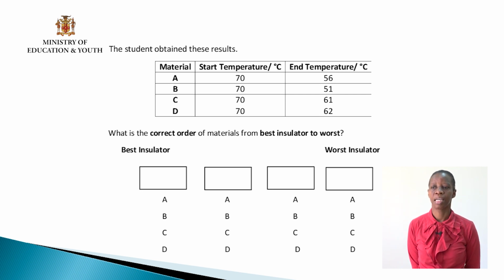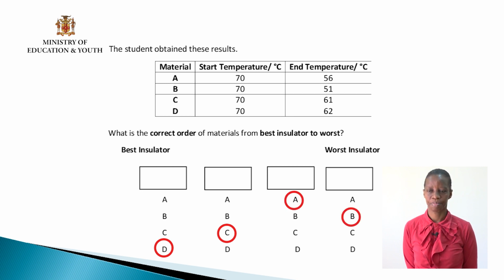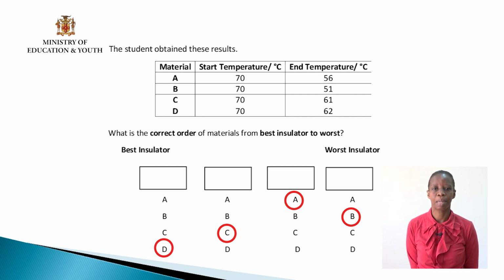So obviously, material D would have kept it warm the longest because the temperature was the highest for the end temperature, right? So that is the best insulator. And going down the line, we would have material C, material A, and then material B. So here we're looking at the property of conductivity, and here, because we want it to be kept warm, we want the material that is the best insulator. Okay?